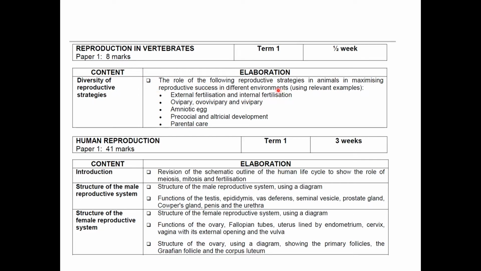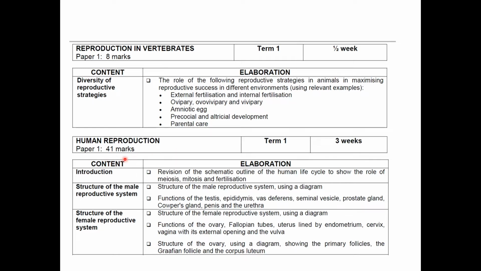So it says you must know reproductive strategies in animals, in maximizing reproductive success in different environments, and then it says using relevant examples. So you can be tested on the examples. You can be asked examples in your exam. So you must know external fertilization, internal fertilization, oviparity, ovoviviparity, viviparity, an amniotic egg, precocial and altricial, and parental care. These guidelines also help you with your spelling. The more you look at the words, you will remember the spelling.